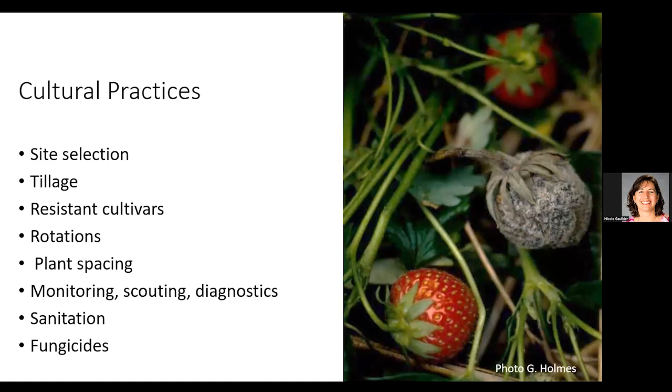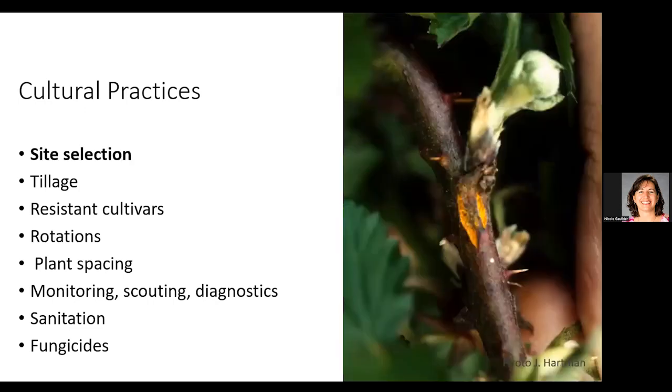Cultural practices are anything you do physically to manage disease or to manipulate a pathogen's life cycle that is different from applying fungicides. I've got some examples here on the screen: proper site selection, resistant cultivars, sanitation, those types of things. And those are all cultural practices that we use. So let's talk about some of those and how they fit into an IPM program. I'll start with site selection.